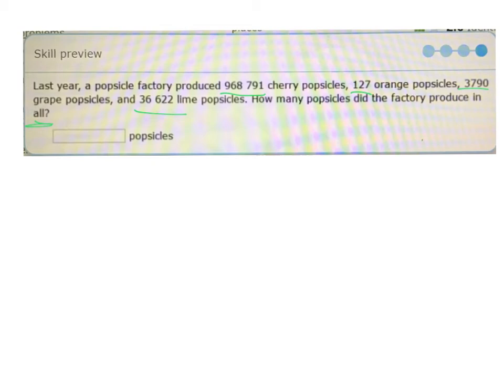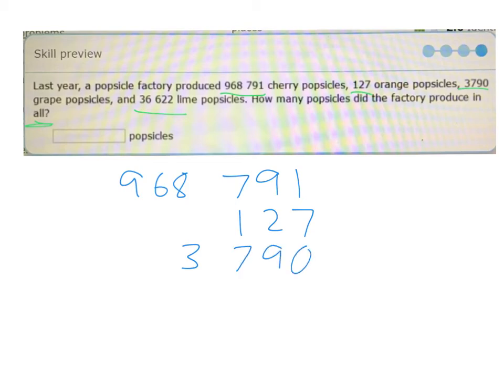So let's add 968,791. Because there's lots of digits here, be careful to line them up properly. 127, that's where kids will make the silly mistakes for this question. 3,790 just gets sloppy. Even for me, it's a little hard with this pen. 36,622, and being careful to copy your numbers down correctly.